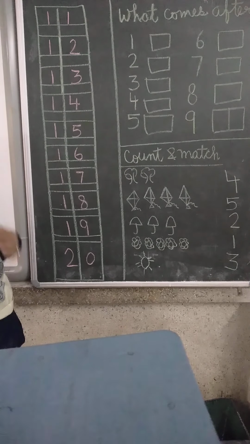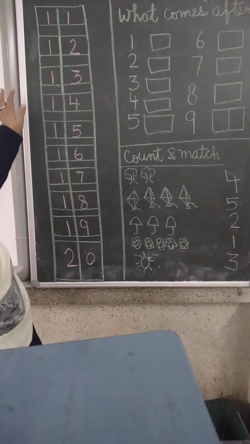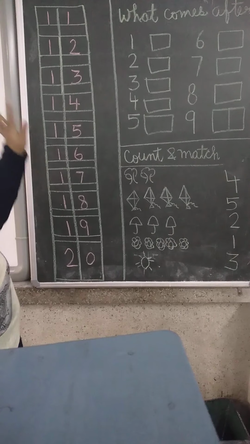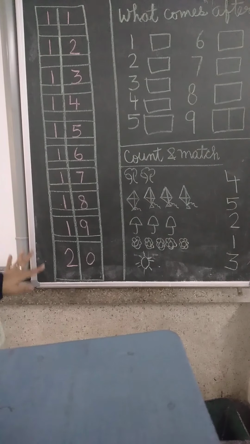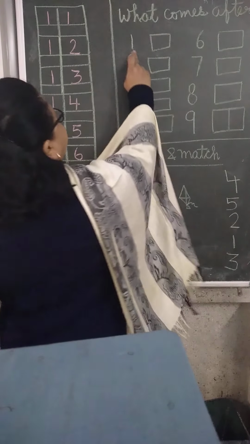Okay? In the worksheet, you have to write two times. Here, ma'am has written only one time, but you have to write two times, जिससे आपको learn हो जाए. Okay? Now, what comes after?